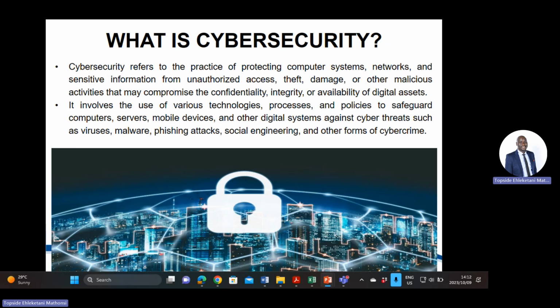Or social engineering techniques. Social engineering techniques are where people pretend to be our friends so that they can get information from us, and then they can use that information to steal our online identity in the near future, or for any form of cyber crime.